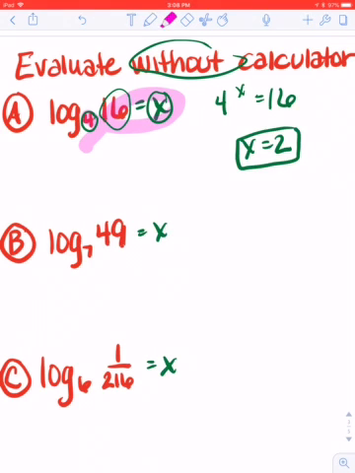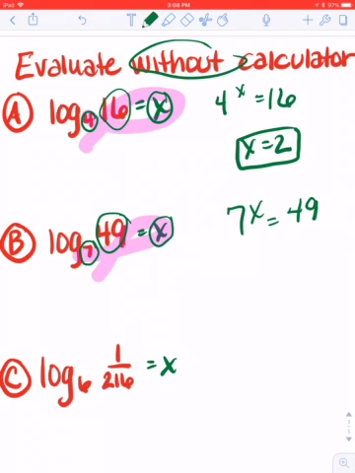Okay, on the second one, again, we're going to do that cursive L and then write them down in order. So 7 raised to the x equals 49. And we're going to plug numbers in one at a time in that spot. So we know 7 to the second is 49, which means x is going to be 2.